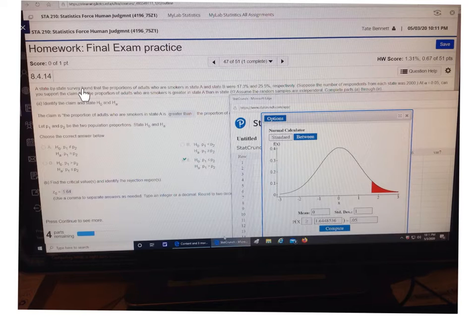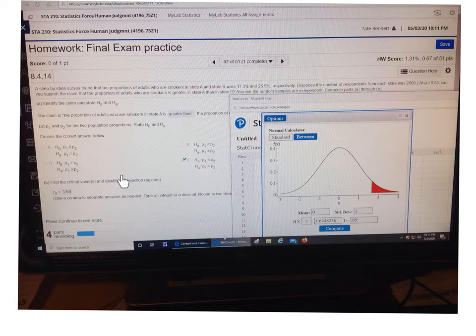A state-by-state survey found that the proportion of adults who are smokers in state A and B were 17.3% and 25.5%. So this is a proportion problem this time. Suppose the number of responses from each, so they had 2,000 from each state, at alpha equal 0.05. Can you support the claim that the proportion of adults who are smokers is greater in state A than state B? Assume it's a random sample, independent. Complete parts A through E.